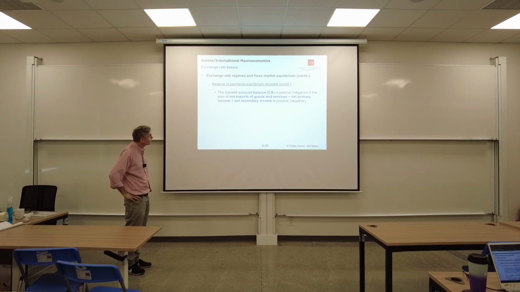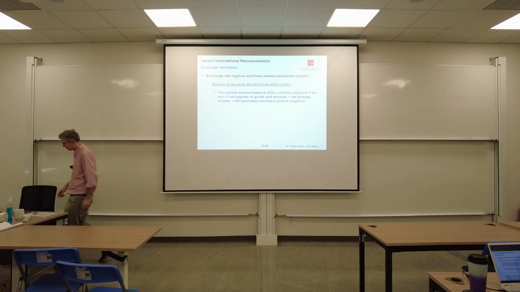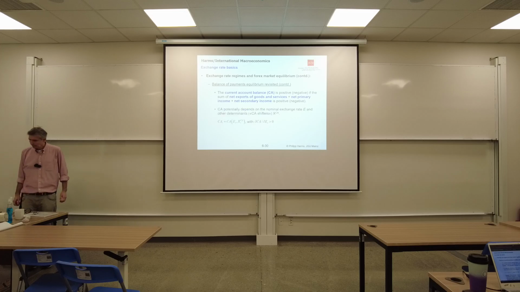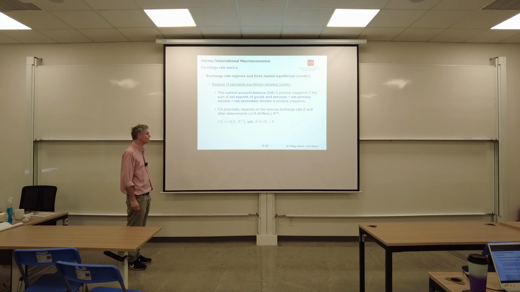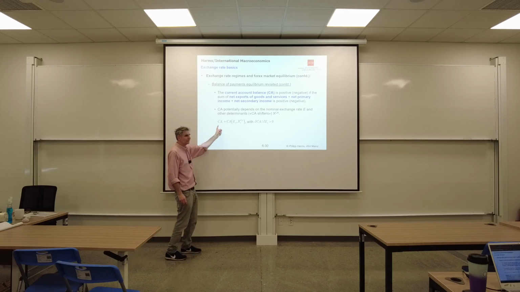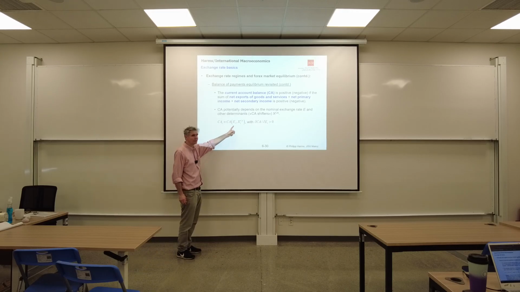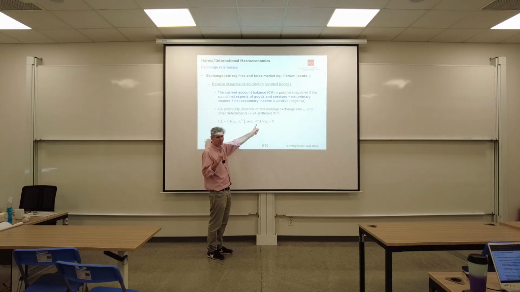The current account balance is positive if the sum of net exports of goods and services plus net primary income plus net secondary income is positive, and it's negative if the sum is negative. Now, the current account potentially depends on the nominal exchange rate, E, and other determinants. We call those current account shifters. So the current account is a function of the nominal exchange rate and other stuff. And we conjecture that this partial derivative is positive.